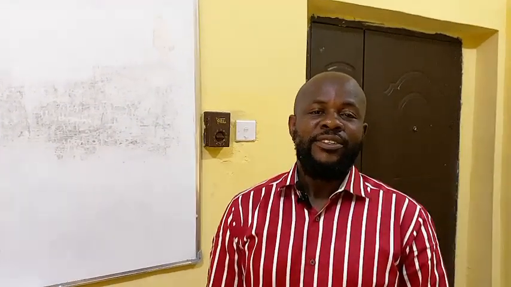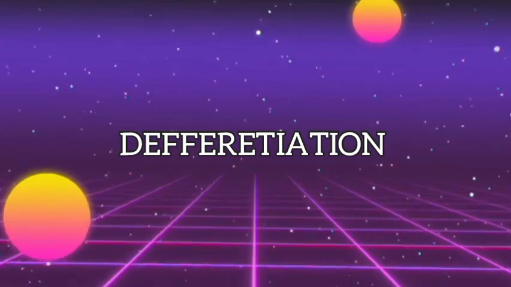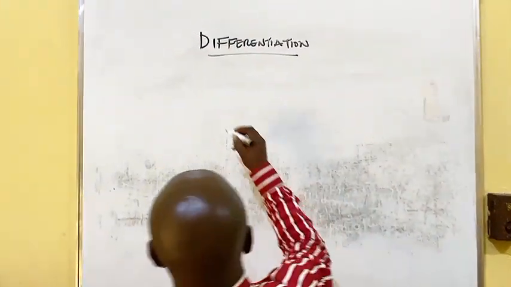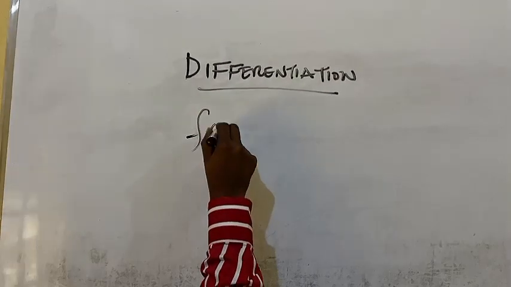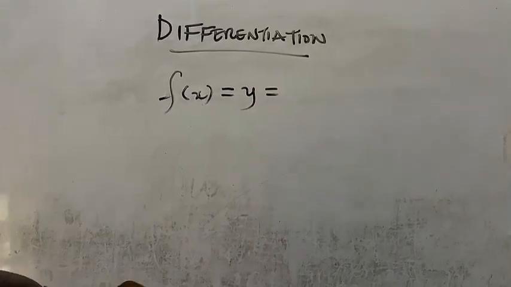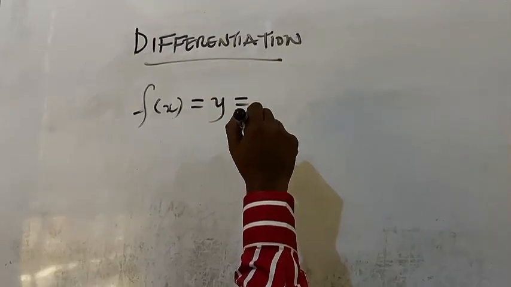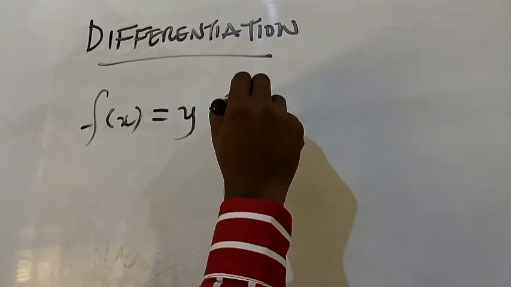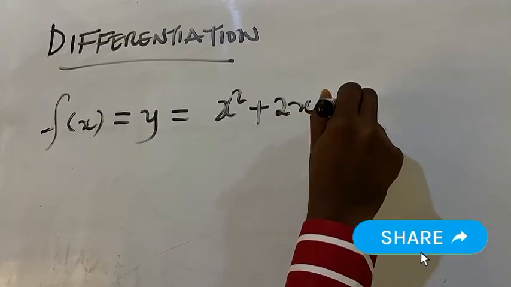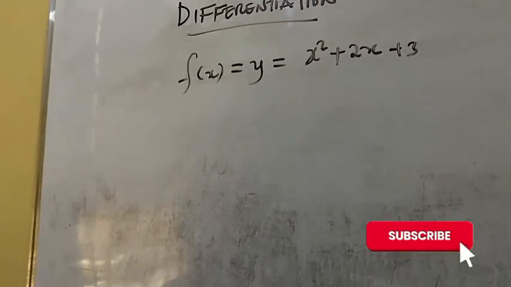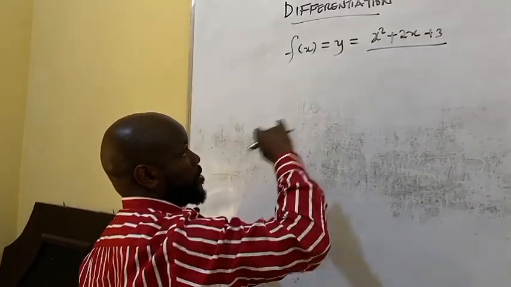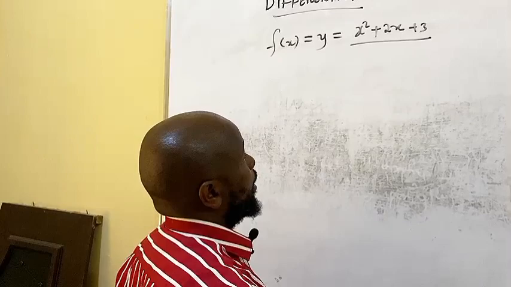Guys, today we'll be talking about differentiation. Here, if we have a function f of x equal to y, which is a function of x, possibly x squared plus 2x plus 3. This expression is a function of x because the unknown variable here is x.